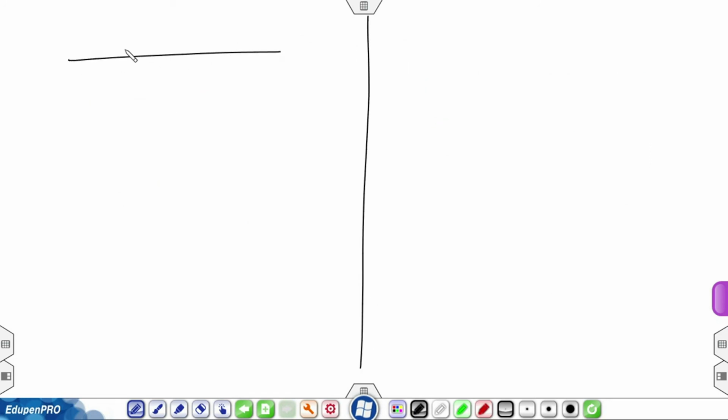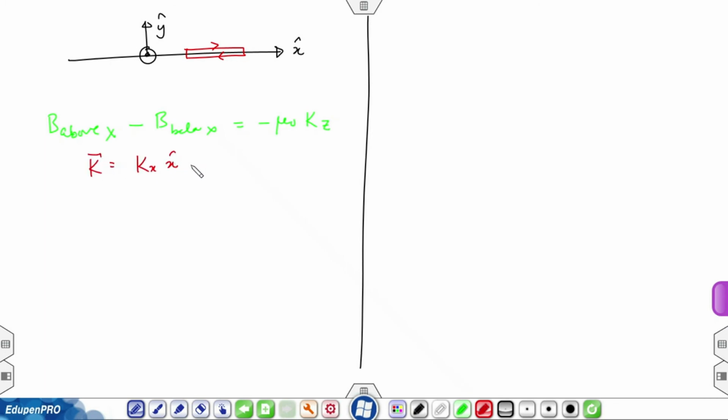Let us see what we have got. I will just recap again. Y is going up, x is coming to the right, z is coming out. We have taken this thin loop going around, and we have found that B above x component minus B below x component is equal to minus mu naught k z. K is equal to k x x plus k z z. I want to write this in the vector form, and I will do it in a minute.